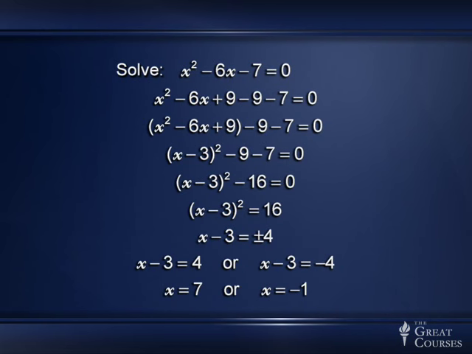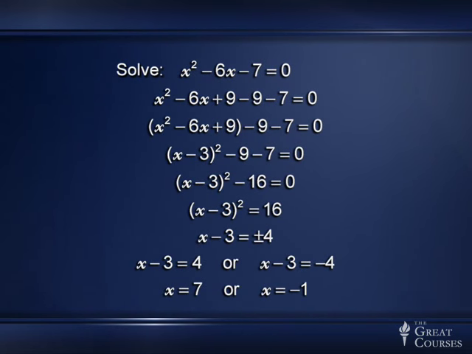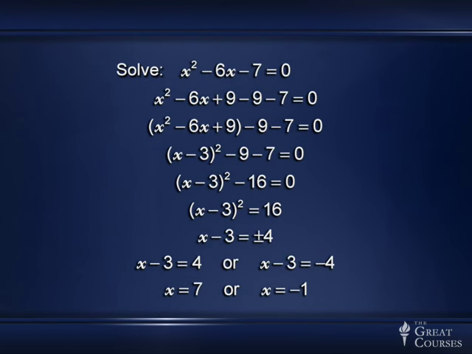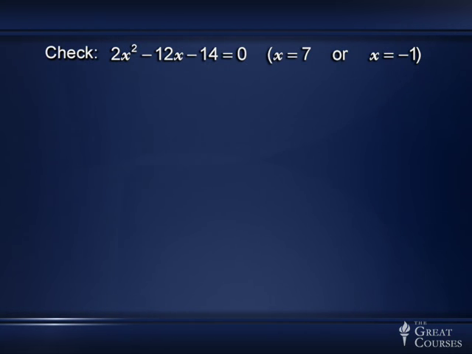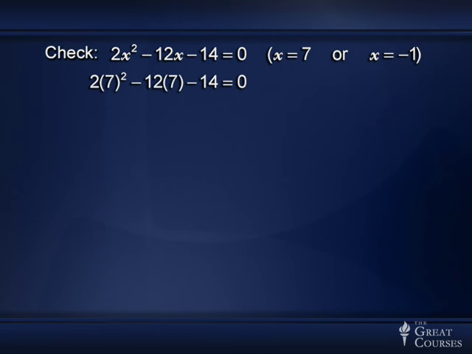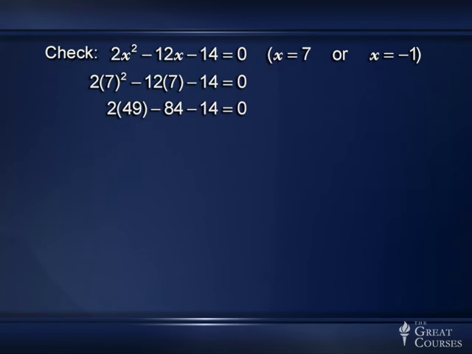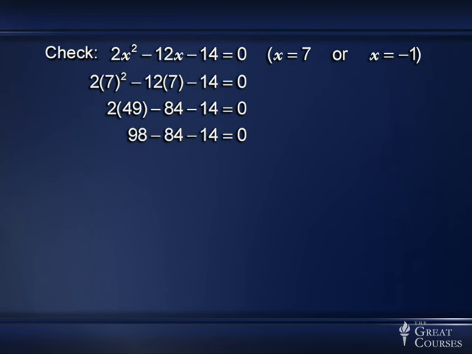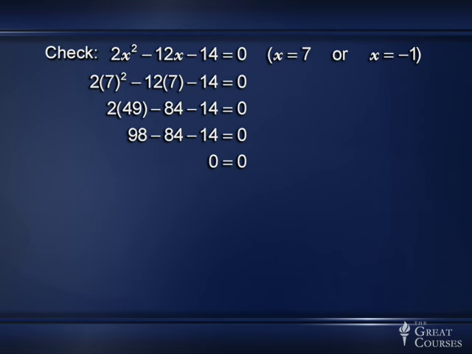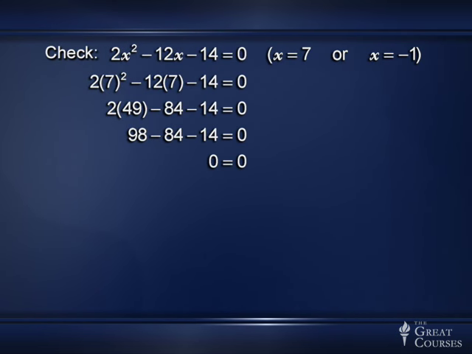Now, you can check that these are the solutions by just plugging them back into the original equation. And we haven't done this together for a while, so let's do it here. The original equation was 2x squared minus 12x minus 14 equals 0. Let's check to see if 7 is a solution. So I plug 7 in everywhere for x, and I have 2 times 7 squared minus 12 times 7 minus 14 equals 0. That's 2 times 49 minus 12 times 7 minus 14, which is the same as 98 minus 84 minus 14, which is 0. So you have 0 equals 0, and that value really was a solution.